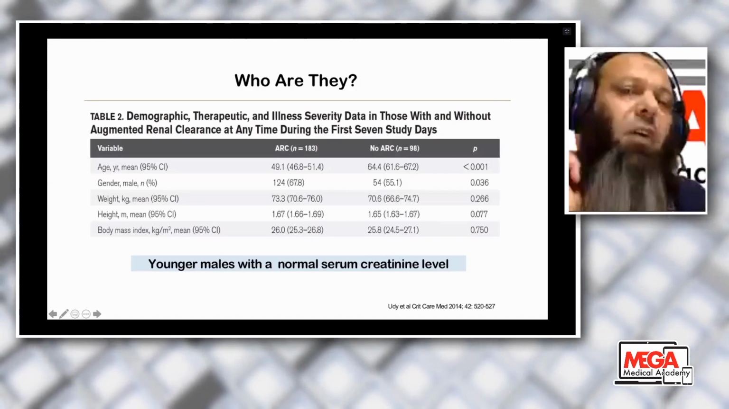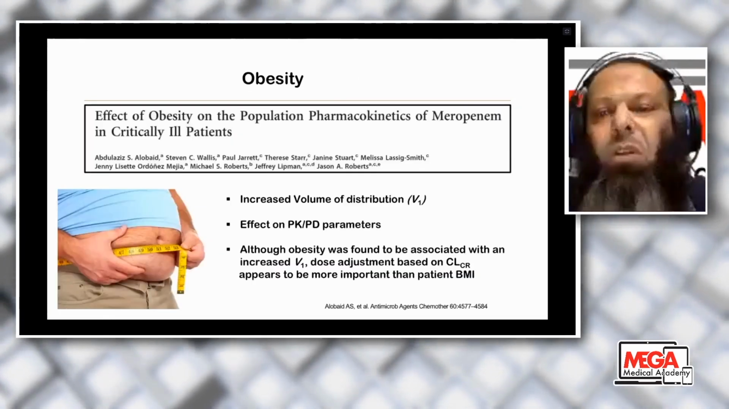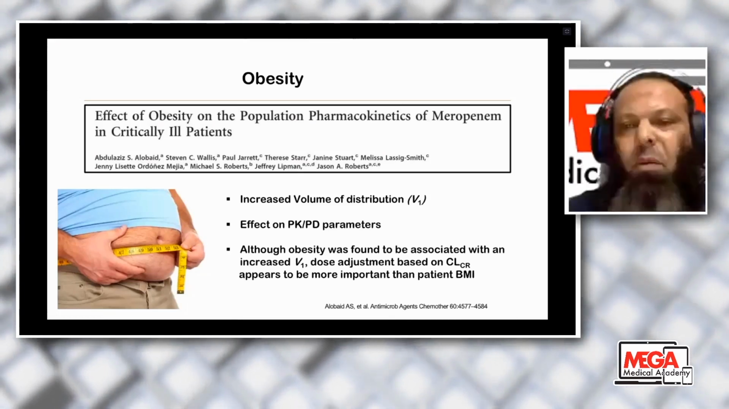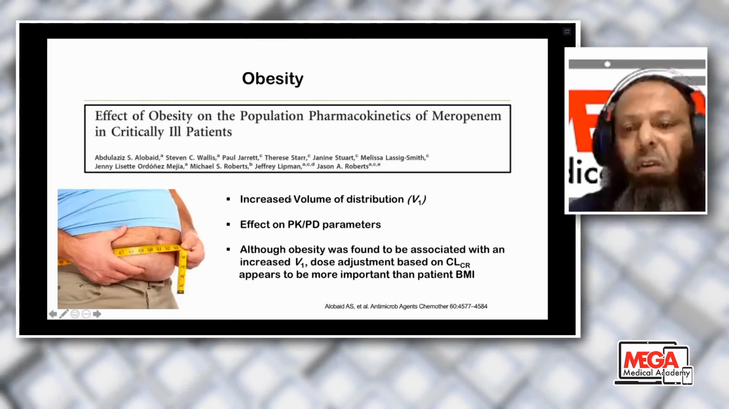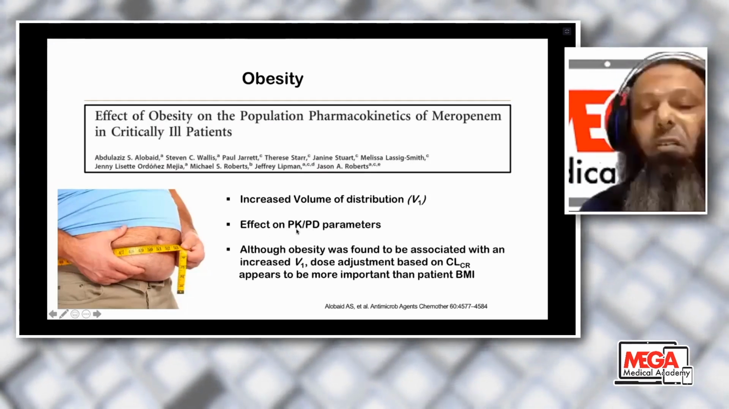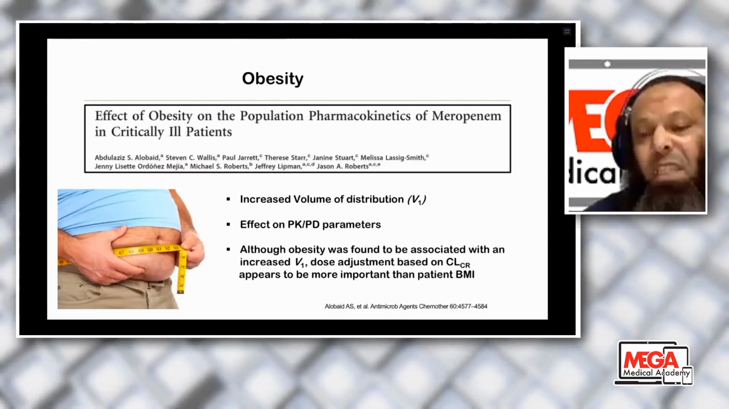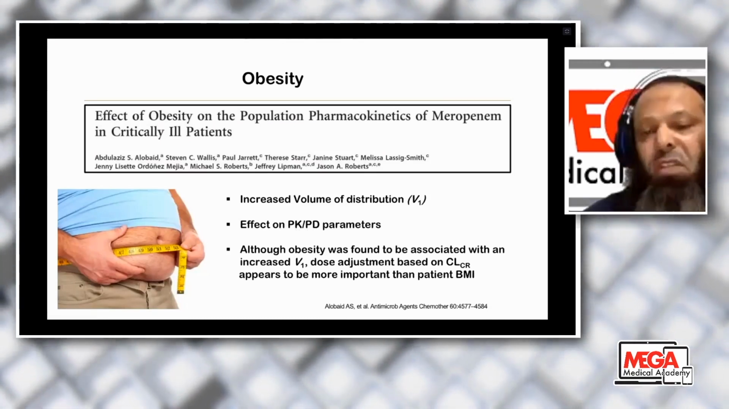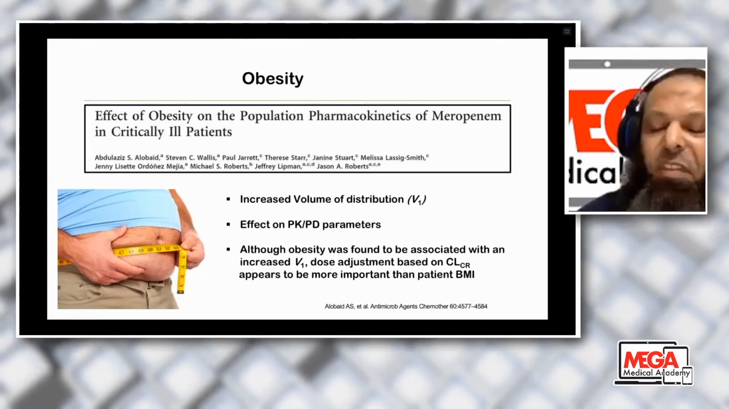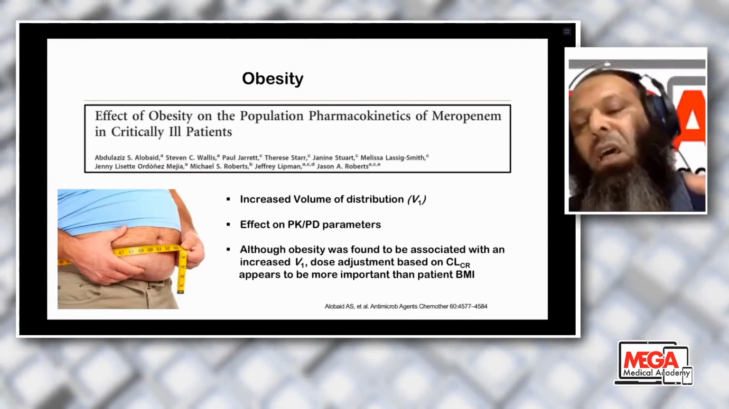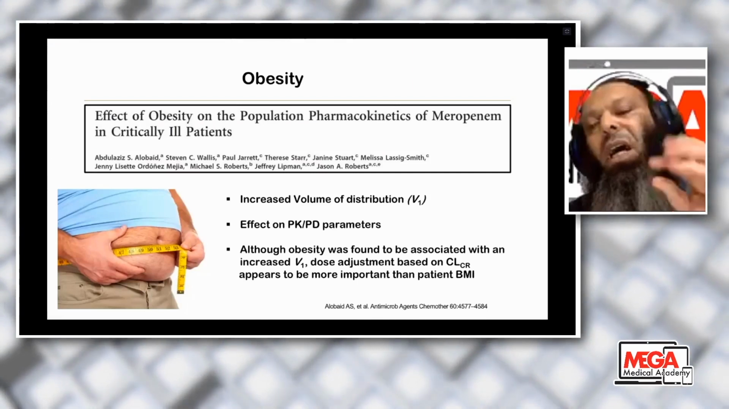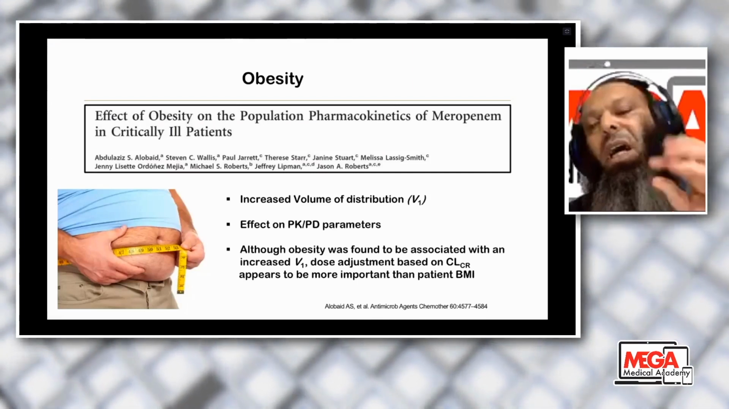What's the effect of obesity on the population? Pharmacokinetics and pharmacodynamics of meropenem administration in the critically ill. Obesity increases the volume of distribution, and of course it affects the PK/PD parameters. But although obesity was found to be associated with increased volume of distribution, dose adjustment and creatinine clearance appear to be more important than the BMI. So again, you have to respect and appreciate the creatinine clearance and augmented creatinine clearance.